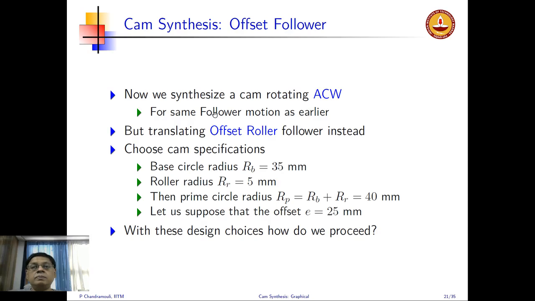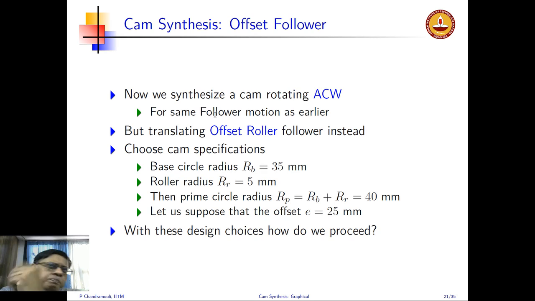Okay. In the previous lecture, which was lecture 5, we synthesized a cam which was rotating anti-clockwise for a radial roller follower. For the same follower motion, we are going to now design an offset translating follower instead of a radial follower. The base circle and roller radius we set the same. So 35 mm, 5 mm, which means the prime circle is going to be 40 mm.